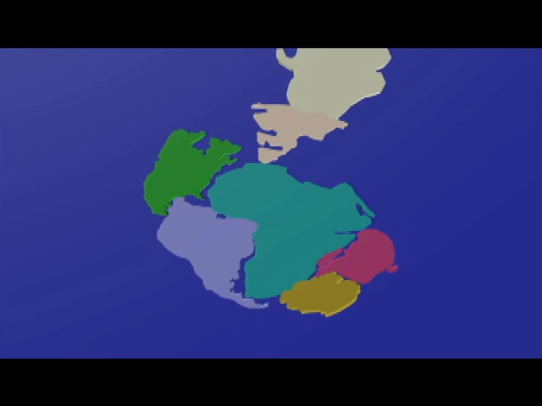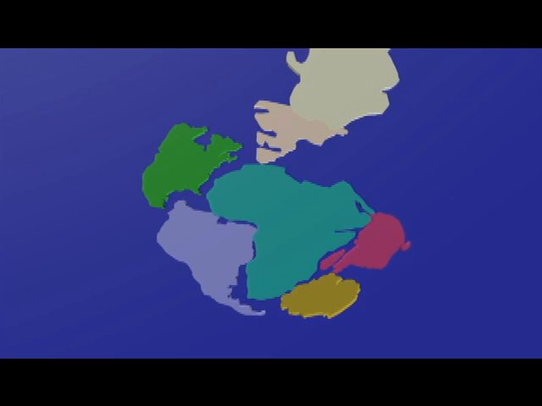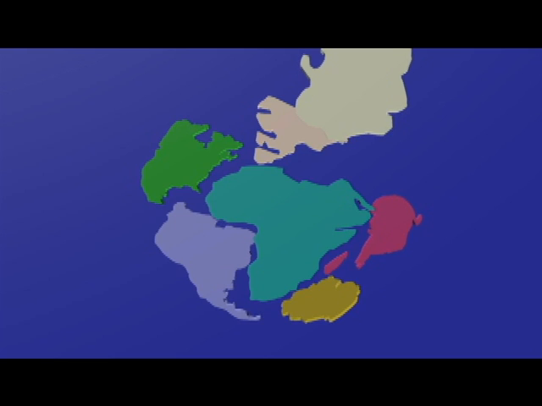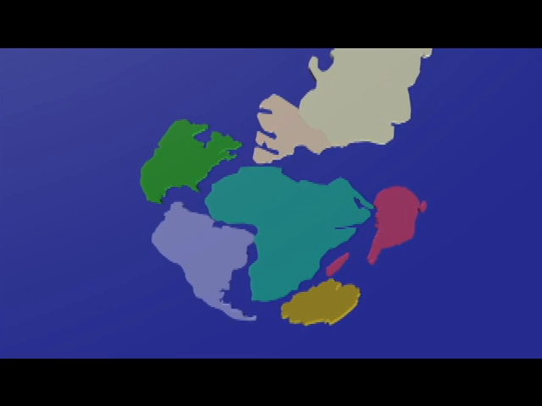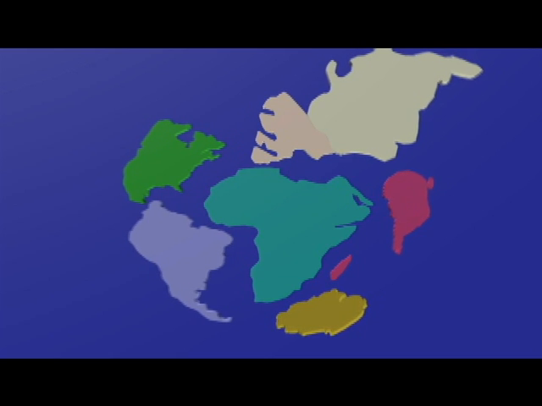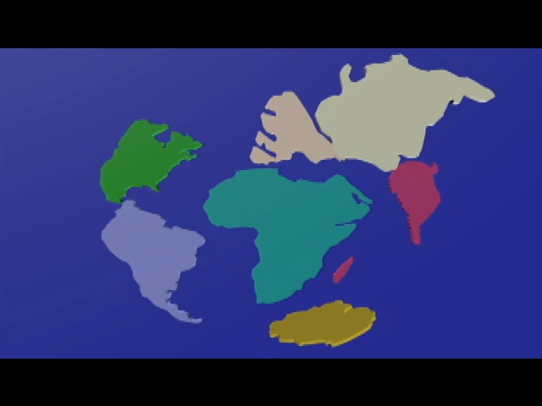The edges of these plates are sites of intense geological activity. Earthquakes, volcanoes, and mountain building can occur when they move against each other. Plate tectonics are a combination of two earlier ideas, continental drift and seafloor spreading. Continental drift is the movement of continents over the Earth's surface and their change in position relative to each other. Seafloor spreading is the creation of new oceanic crust at the mid-ocean ridge.